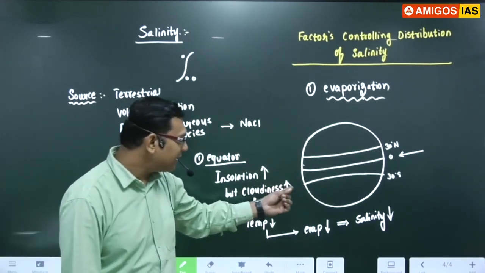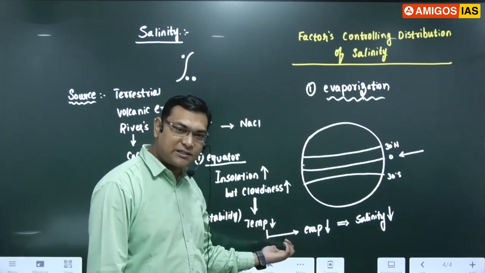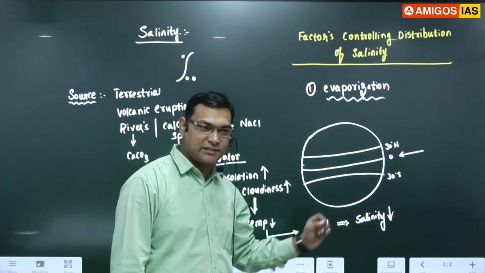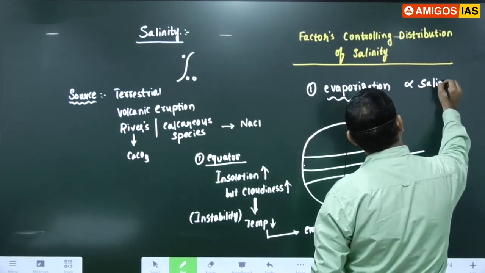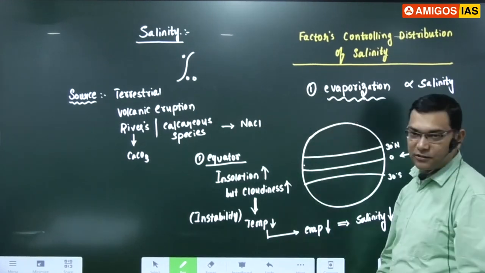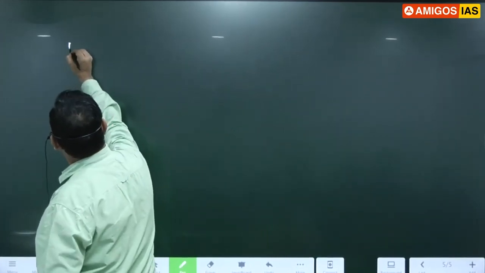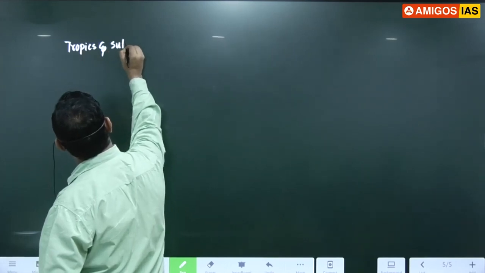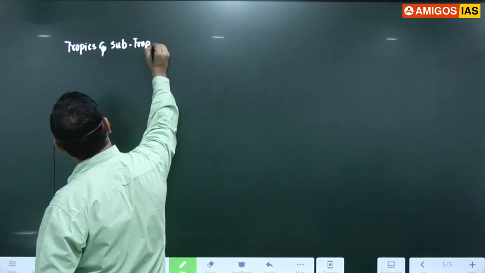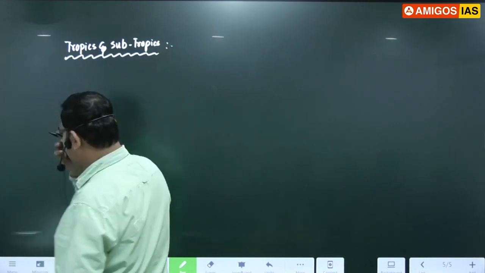Yes or no? At the equator, insolation is more, with instability characteristics. Instability, temperature decreases. Evaporation decreases. Salinity decreases. So evaporation is directly proportional to the salinity in this case. Agree? Yes or no? Then, wait. Then at the tropics and subtropics. What will happen?